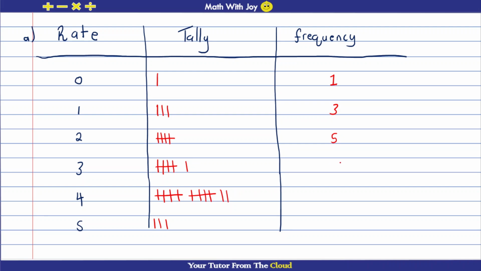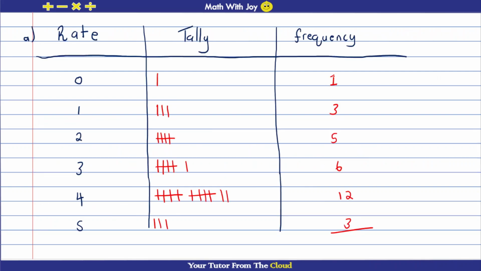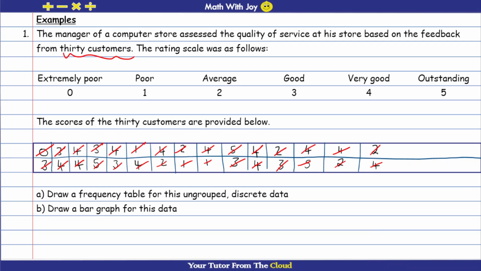This is 5 and 6. And this is 5, 10, this is 12, and this is 3. So when you add all of this, we should get the total number of customers, which is 30. So 1 plus 3 is 4, plus 5 is 9, and then 9 plus 6 is going to give us 15, and then 12 plus 15 is 27, plus 3 is 30. So when you count all of this, you will get 30 customers. So that's how you do a frequency table for ungrouped data.